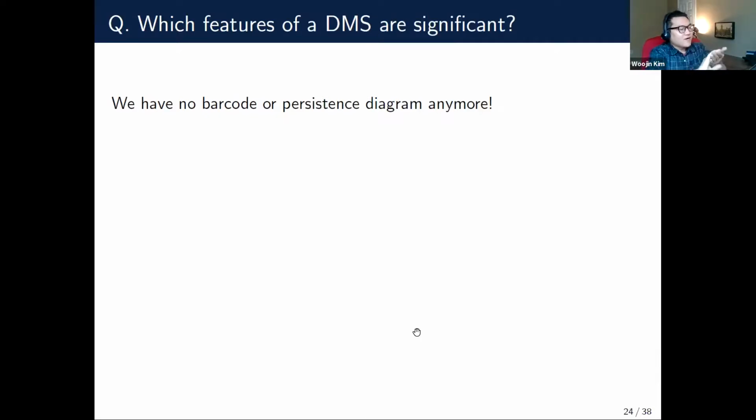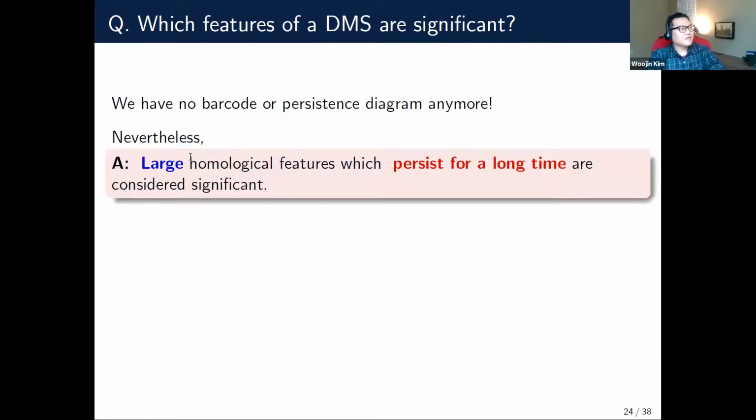Okay, so we defined spatial-temporal Pearson homology for a dynamic metric space. Now I would like to explain which features of a dynamic metric space are considered significant. So which features of a dynamic metric space correspond to topological features of a metric space, which result in long bars in the barcode. One unfortunate thing is that we do not have a notion of barcode or Pearson diagram for multiparameter Pearson homology. That's unfortunate, but still, I'd like to claim that large homological features in a dynamic metric space, which persist for a long time, are considered significant features in our framework.